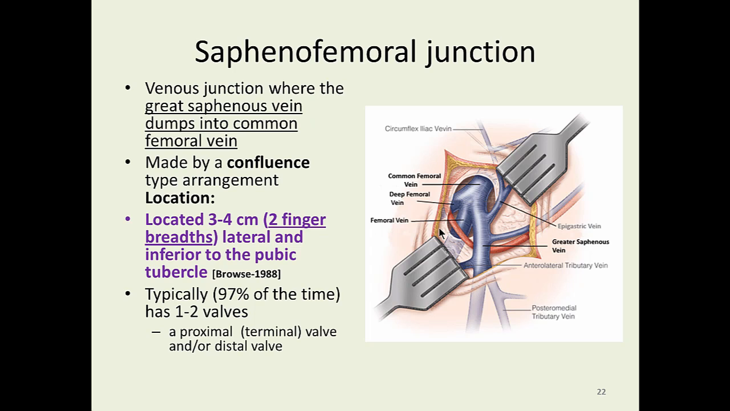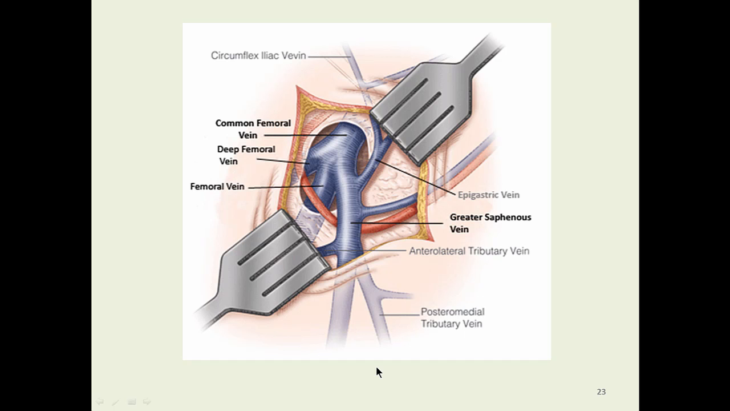Okay, there's that SFJ we talked about. You can see there's the common femoral we've studied in gross. There's the deep femoral. There's the greater saphenous. And there's the femoral continuation, the femoral vein. So it's important. We're going to find this in lab. It's located about 2 fingers breadth lateral and inferior to the pubic tubercle. So we need to know about where this is. And you can see it does have valves within it.